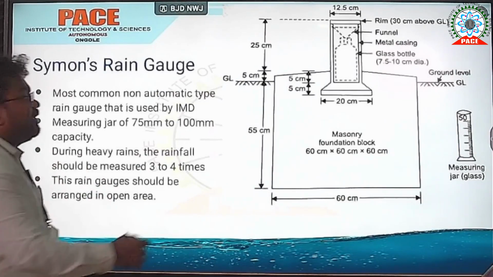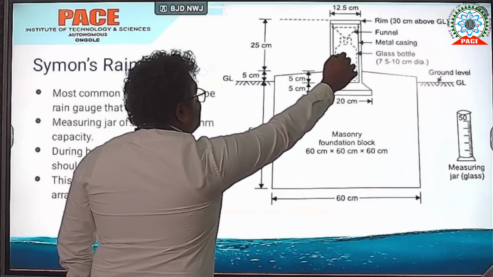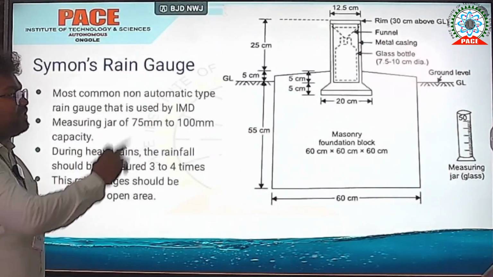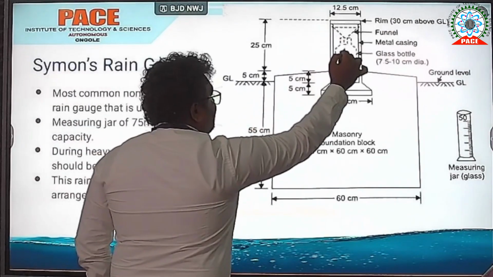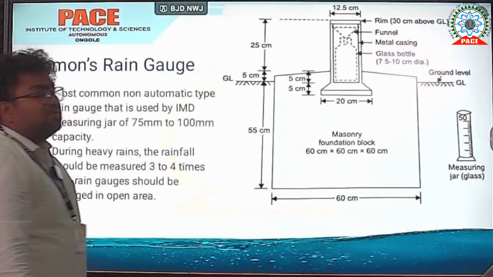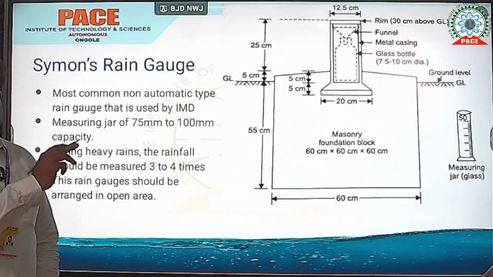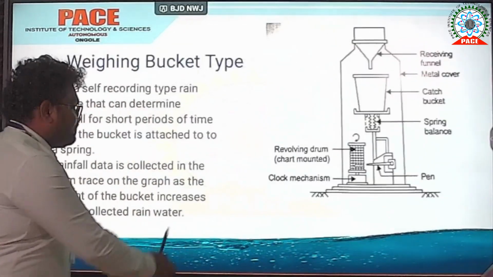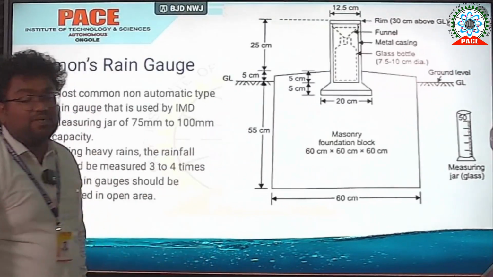Now, as you observe here, it has an inner bottle as well as a funnel to collect the water. Whenever the rainfall starts, automatically this funnel starts collecting the water into this cylinder, which has a graduated scale outside it. The capacity of that cylinder has already been provided, based on these dimensions.